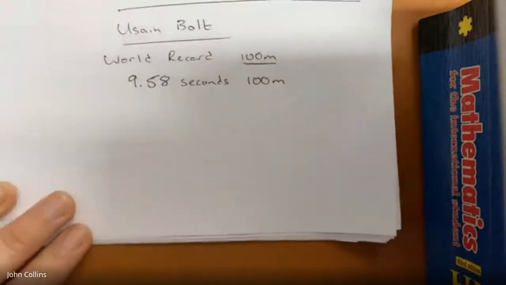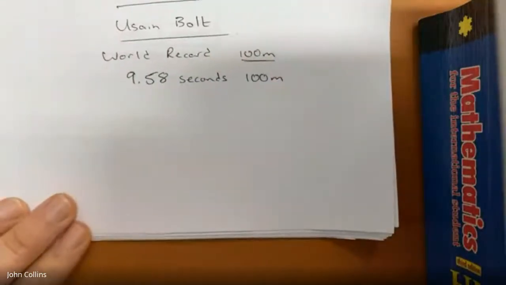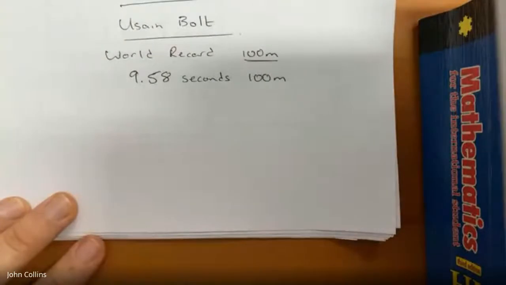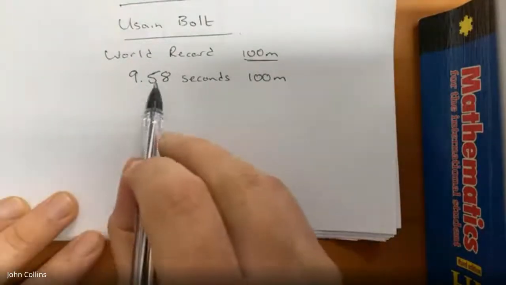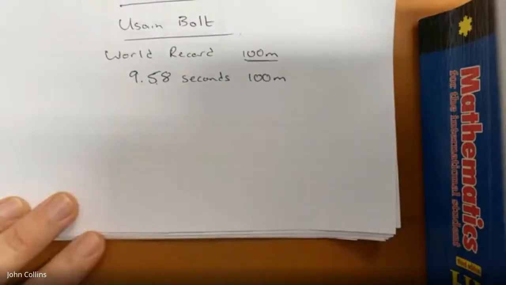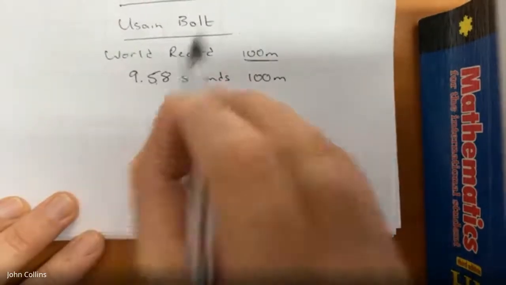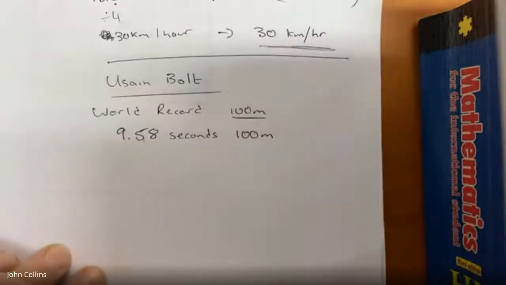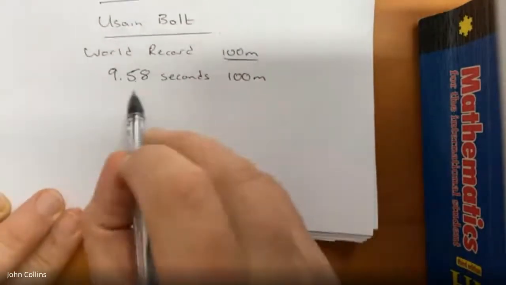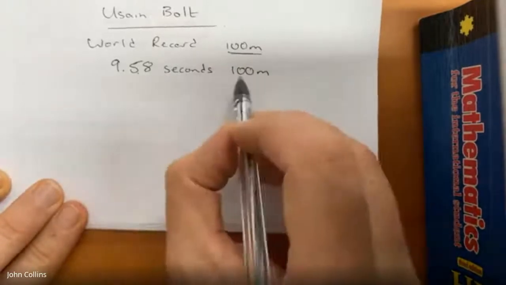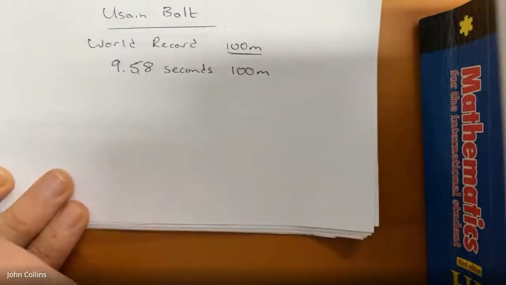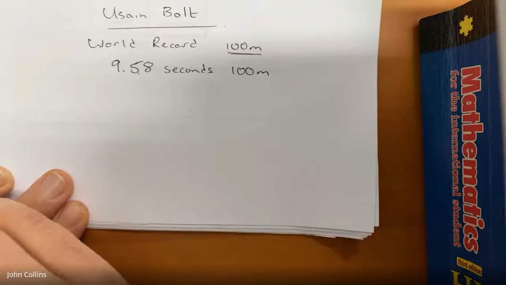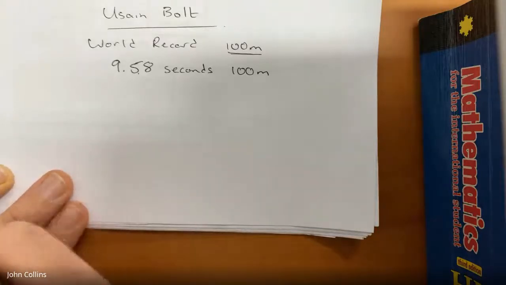Now, my quest in the next 3 minutes is to see how fast that is in kilometers per hour. Kilometers per hour is a rate. I want to see what his rate is in kilometers per hour. I don't want it in 100 meters and seconds anymore. I want to use kilometers per hour so I can compare it to my motorbike.